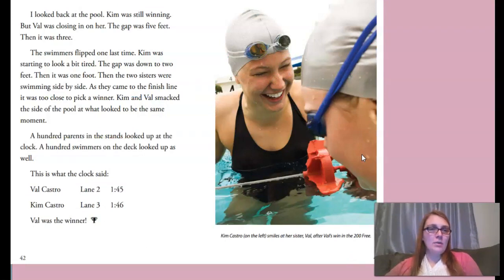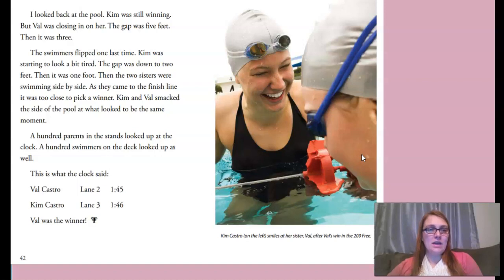Kim was still winning, but Vale was closing in on her. The gap was 5 feet, then it was 3. The swimmers flipped one last time. Kim was starting to look a bit tired. The gap was down to 2 feet. Then it was 1 foot. Then the two sisters were swimming side by side. As they came to the finish line, it was too close to pick a winner.